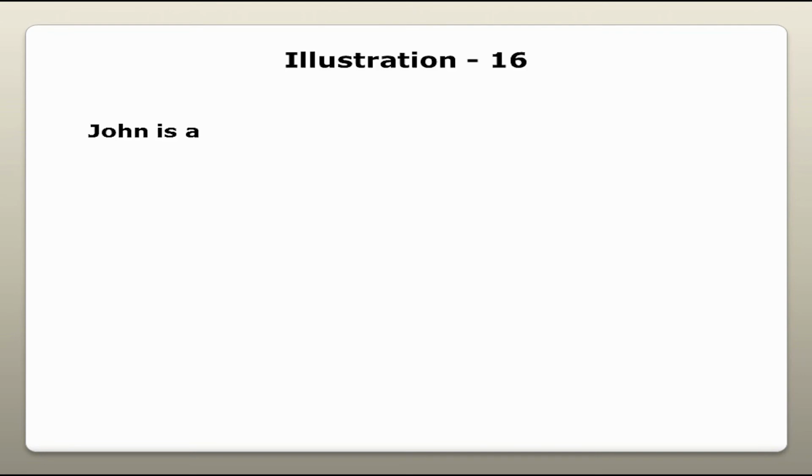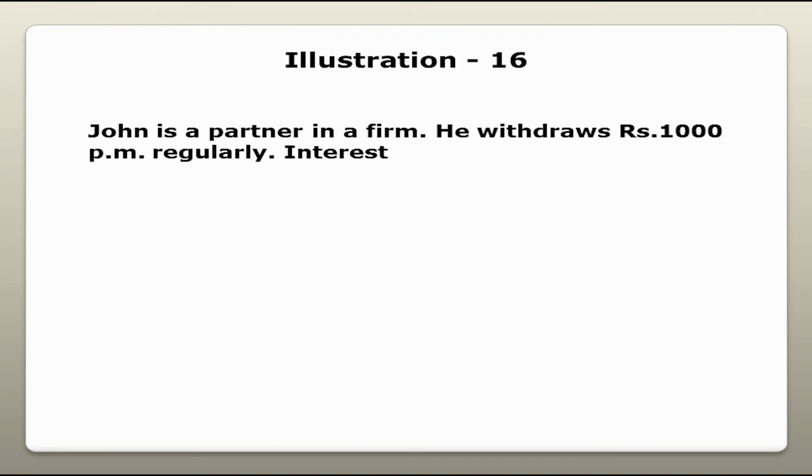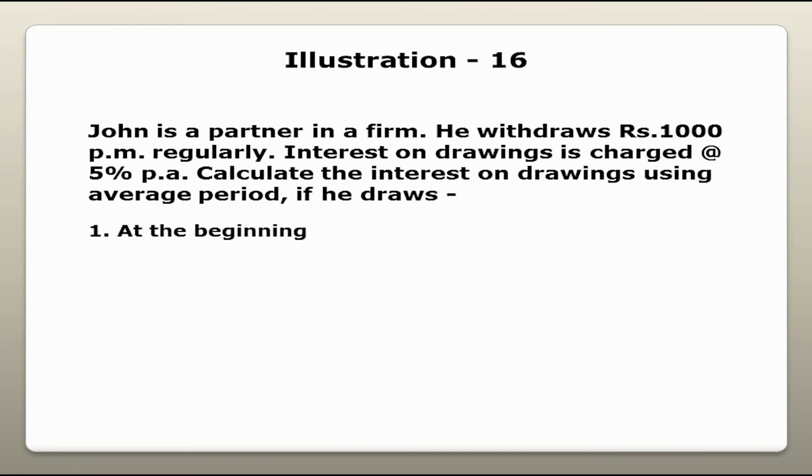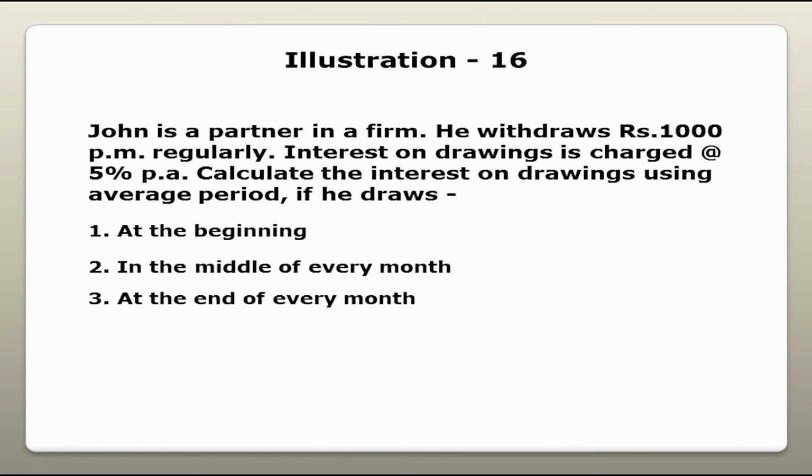Illustration 16. John is a partner in a firm. He withdraws ₹1,000 per month regularly. Interest on drawings is charged at 5% per annum. Calculate the interest on drawings using average period if he draws 1) at the beginning, 2) in the middle of every month, 3) at the end of every month. So now let's look at the question. He withdraws 1,000 per month and the interest is charged at 5%, and these are the 3 conditions. Okay, now let's look at the solution.